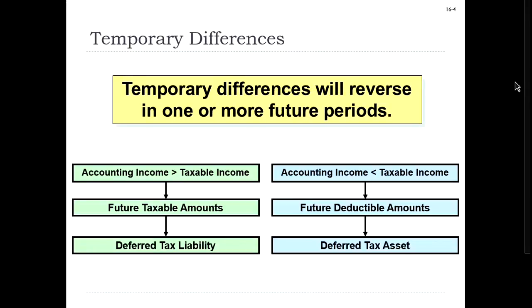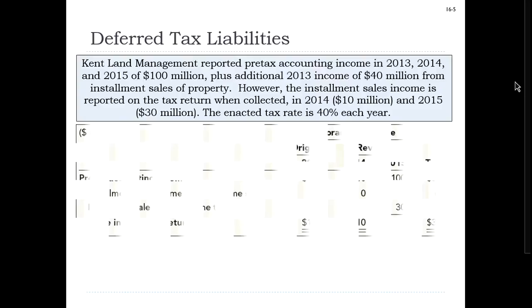In general, a temporary difference is going to originate in one period, and as we stated before, it's going to reverse in one or more future periods. When the temporary differences cause accounting income to be greater than taxable income, the result is in general going to be a future taxable amount and a deferred tax liability. Okay. Actually, let me give you an example of that.